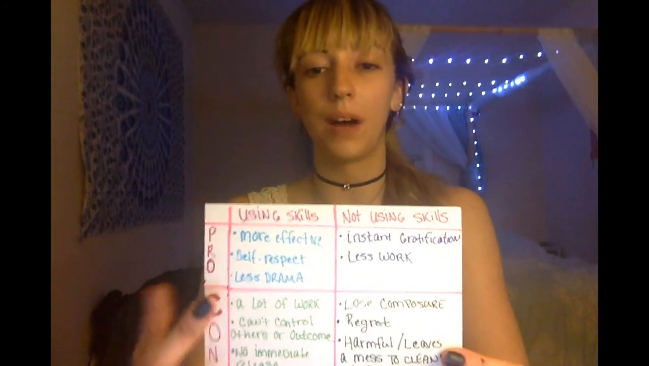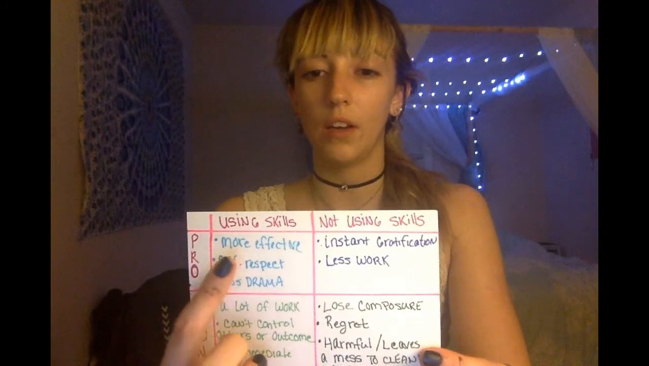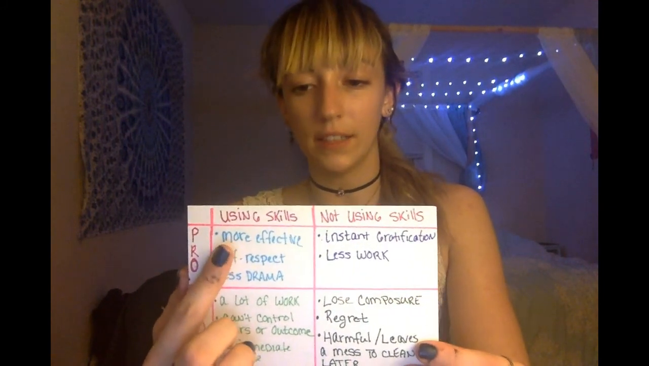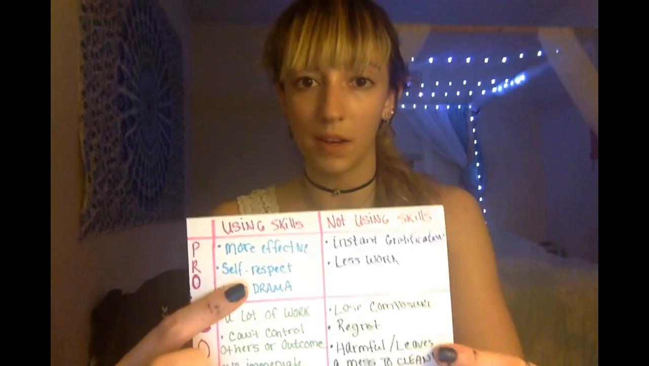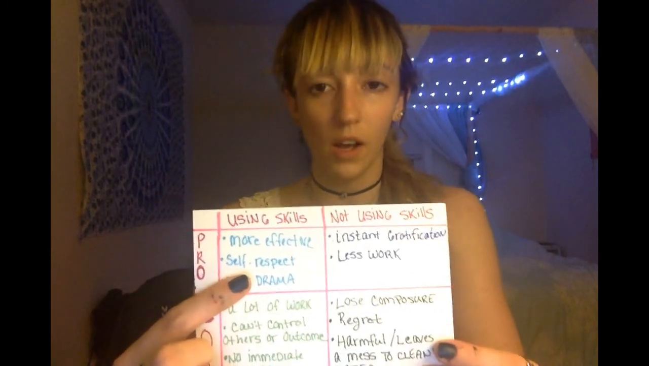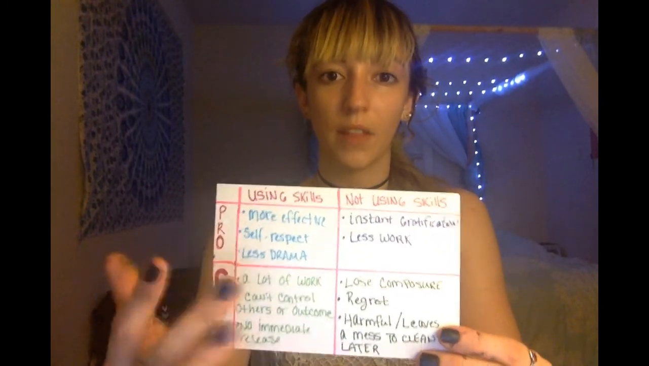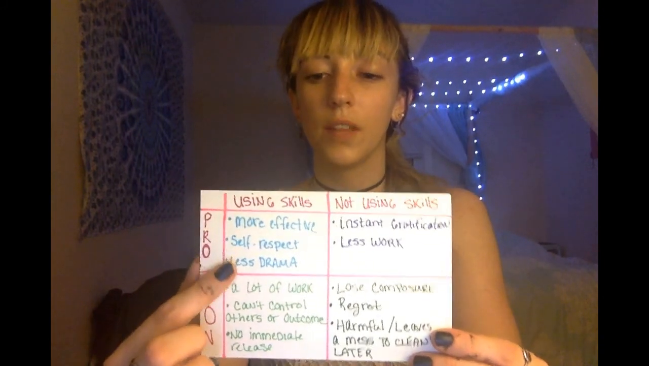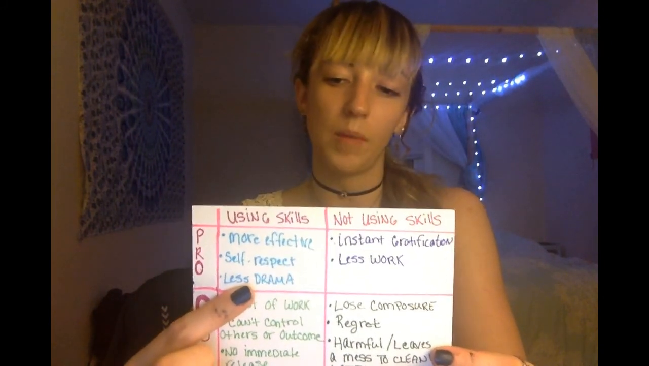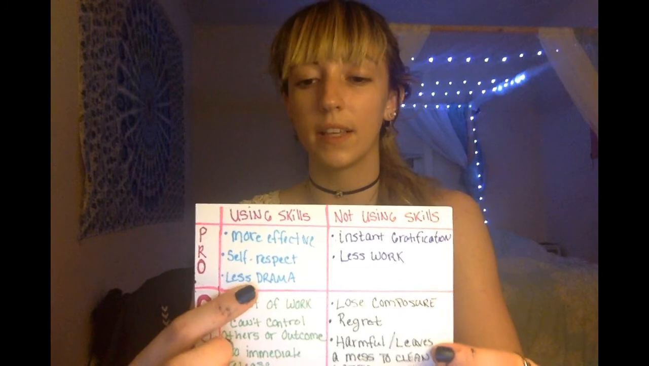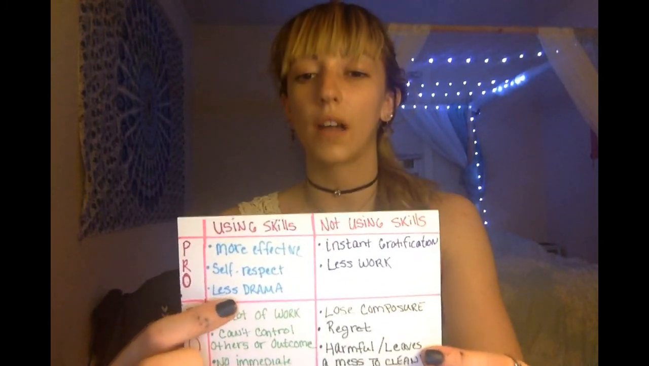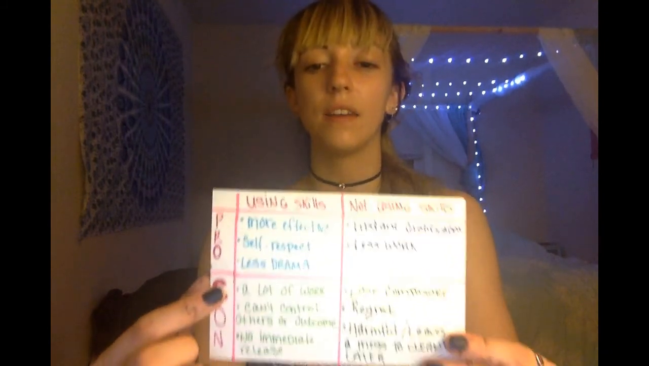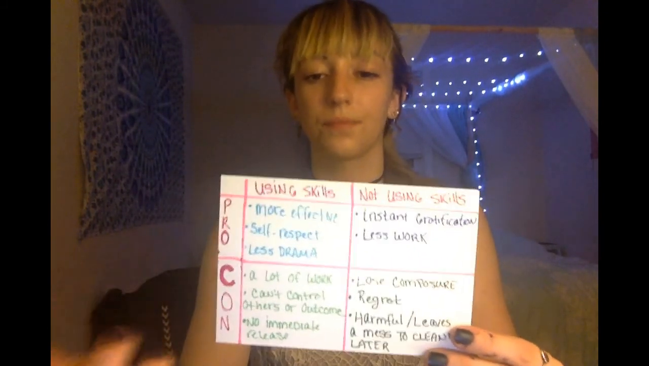But I thought about the pros of using skills. Okay, well, it might make things more effective. You might have more self-respect in the end because you've made a more thought-out decision or a less emotional decision, more based on a balance of reason and emotion. And then it might cause less drama because instead of acting impulsively and leaving a mess to sort out, you are waiting and mitigating that room for mess.